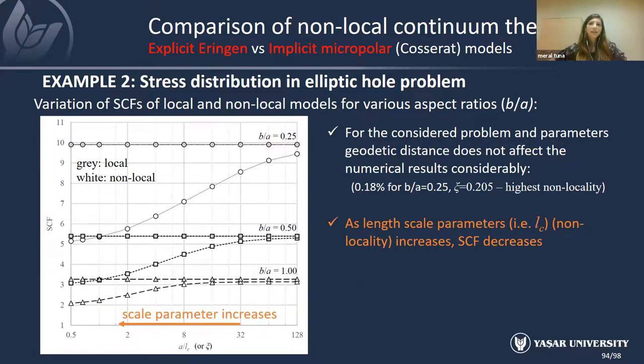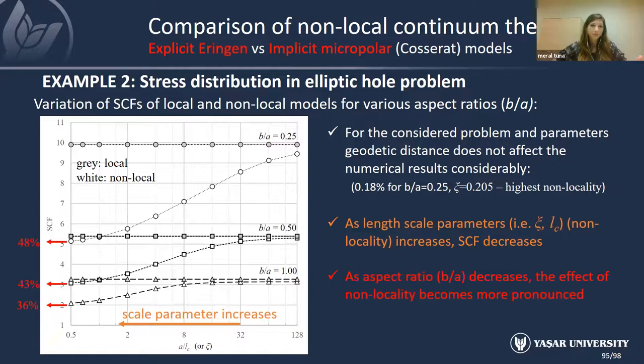As we can see here, as the length scale parameter increases, which means as the non-locality increases, the stress concentration factor decreases because non-locality becomes more pronounced. And we know that it reduces the maximum stress value. So it is also evident from numerical values. For the largest aspect ratio, the reduction in stress concentration factor with respect to the local case is 36%, while for the sharper edge, for the smallest aspect ratio, the reduction of stress concentration factor with respect to the local case is almost 50%.